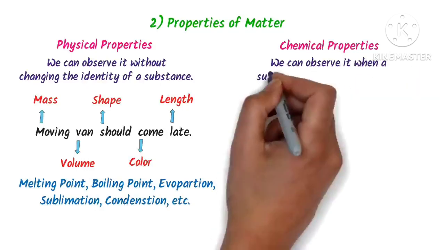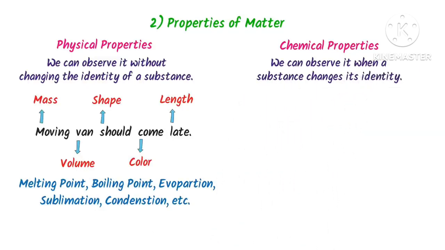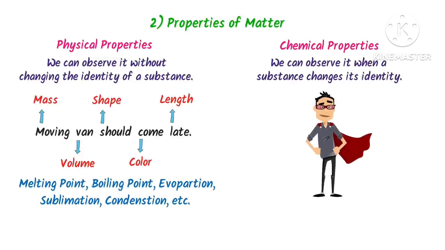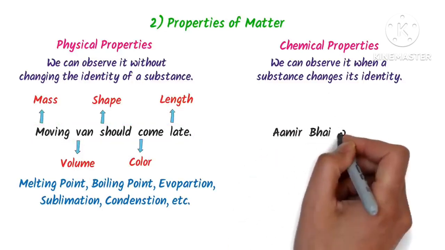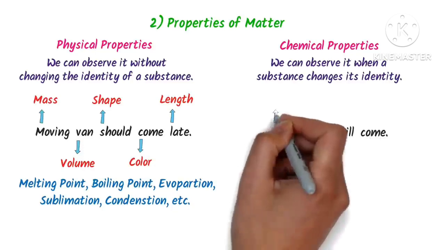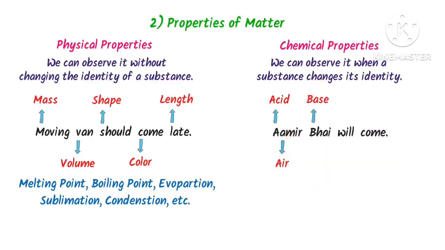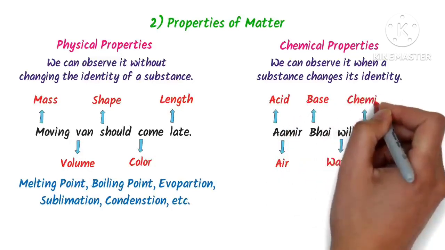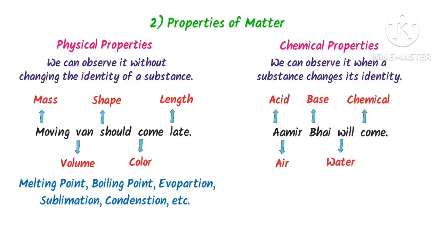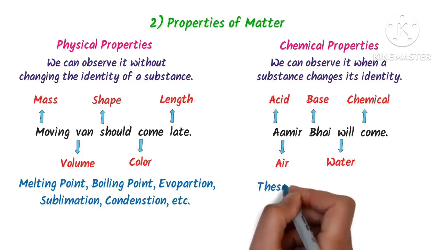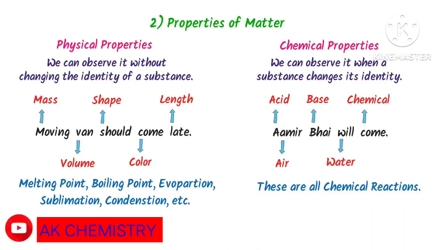We can observe chemical properties when a substance changes its state. Now how can we remember chemical properties? Well, for physical we say moving van should come late. In case of chemical properties, we say that Amir bhai will come. Here, A stands for acid, S stands for air, B stands for base, W stands for water, C stands for chemical. So a reaction of acid, reaction of air, reaction of base, reaction of water, and reaction of chemicals all possess chemical properties. Thus note it down: physical properties and chemical properties.